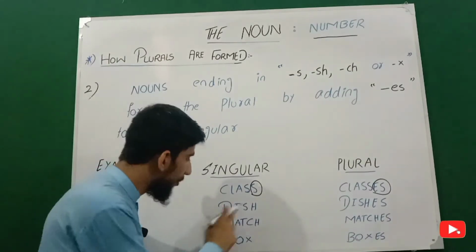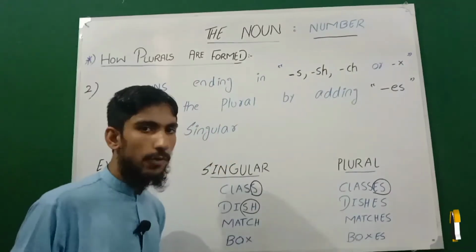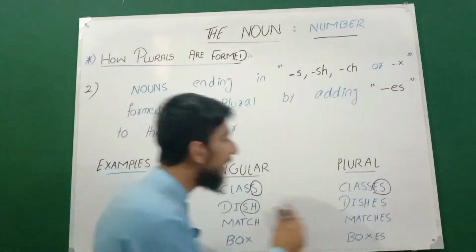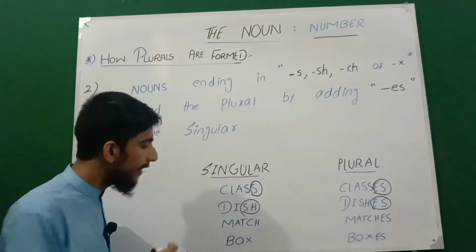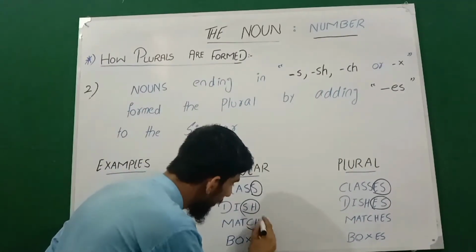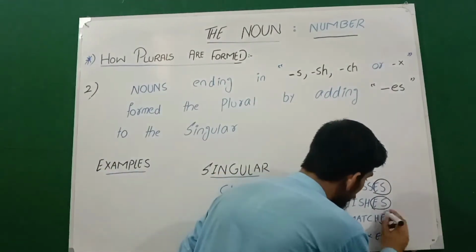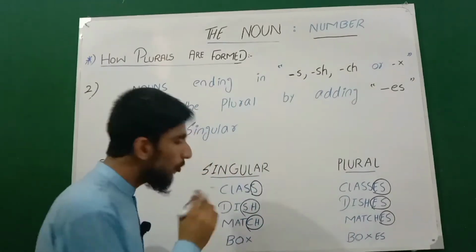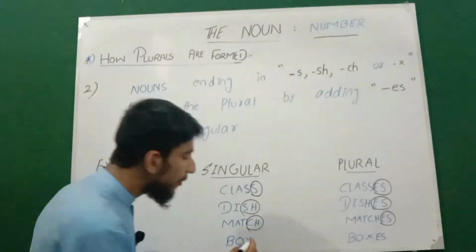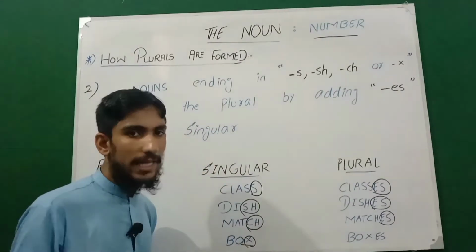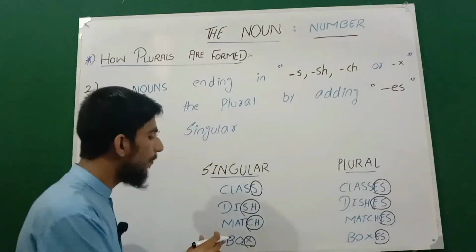In a similar way, dish. Dish ends with sh, so we again add es. So dishes is now the plural of dish. In a similar way, match. Match ends with ch, so we add es. Now matches is the plural of match. And in the same way, box. Box ends with x, so we again add es. Now boxes is the plural of box.